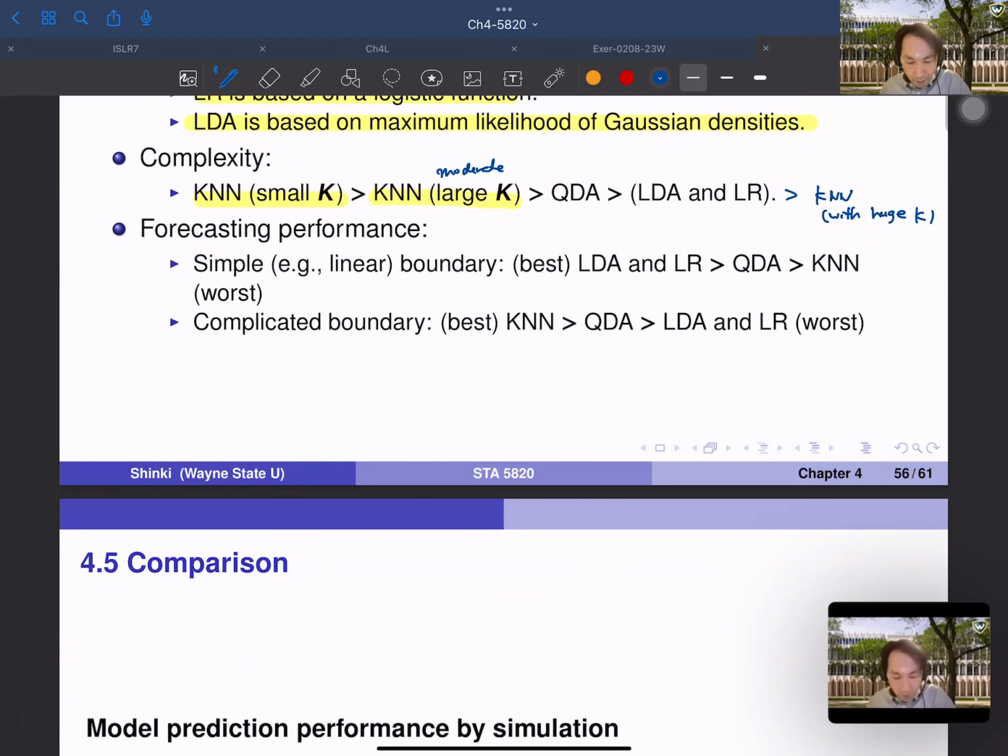In terms of forecasting performance, for a simple boundary, probably LDA or QDA is better, and KNN is the worst. But for a complicated boundary, KNN is better, QDA is next, and LDA and logistic regression are worst.